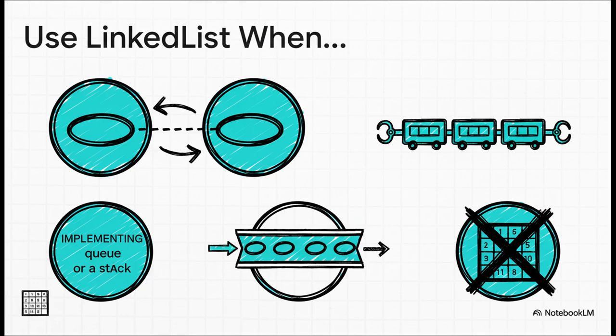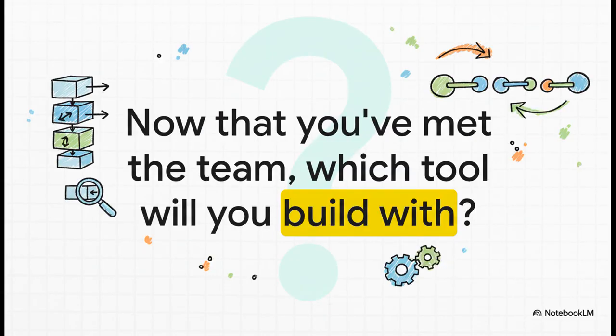So when do you call in the specialist? You grab a linked list for one main reason, when your code is doing a ton of adding and removing. If you find yourself constantly inserting or deleting items, especially anywhere other than the very end of the list, that's your trigger. That's when you need that super efficient relinking that linked list offers. It's the perfect choice when the speed of your changes is way more important than the speed of just looking things up.